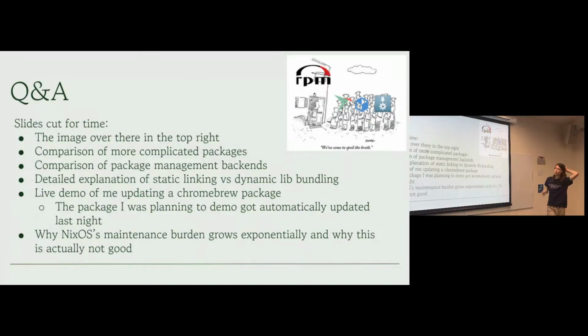Other things that were cut for time: more complicated packages, more complicated package management backend, a detailed explanation of static linking with dynamic lib bundling, a live demo of me updating a Chromebrew package. The package I was planning to demo got automatically updated last night while I wasn't looking. We're too good. And then why NixOS's maintenance burden grows exponentially and why it's actually not good.